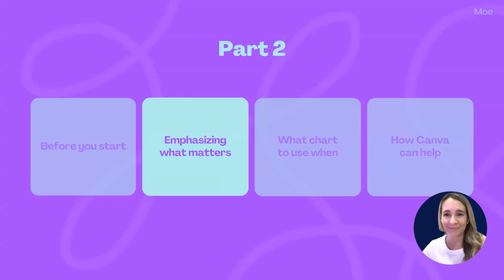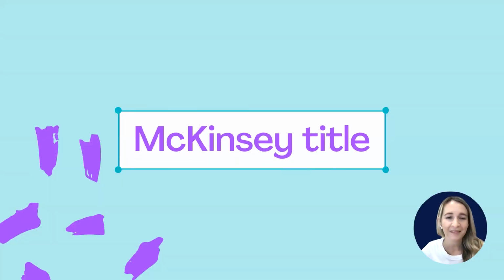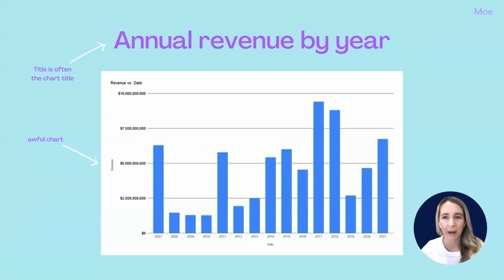Okay, on to my favorite part, emphasizing what matters. So the McKinsey title is hands down my favorite kind of title. Lots of people call it an insights title. What often happens when people add a chart to a slide is that they will use the title of the graph as the title of their slide.